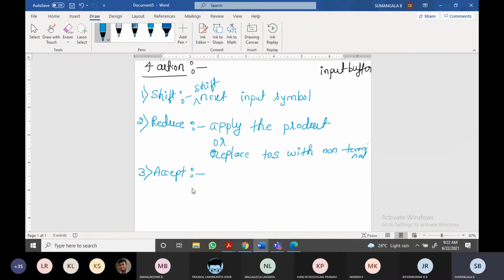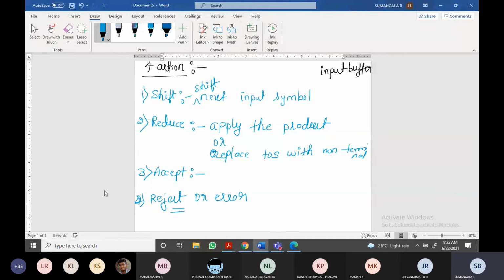We will check if the grammar is accepting the input string when we reach the starting symbol of the grammar. That action is called accept, or else it will be reject. That means the grammar is unable to accept the input string, because you are not able to reach the starting symbol of the grammar while parsing. It is called reject, or also an error. The input string is not accepted by the grammar.